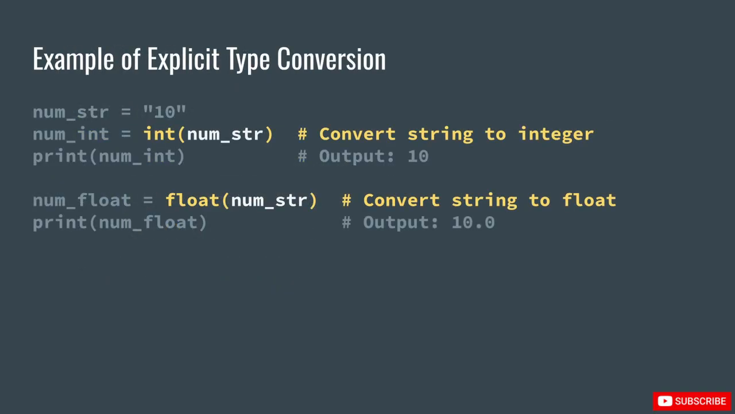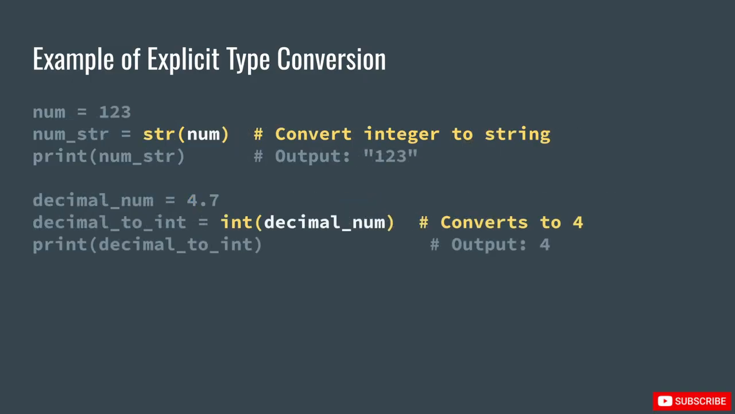In this example, we start with a string containing the number 10. We can explicitly convert this string into an integer using int as a function, and when we print it, we get the integer 10. Similarly, we can use float as a function to convert the string into a float.